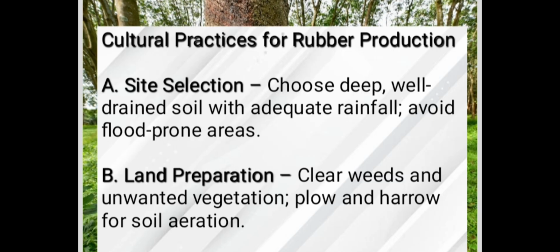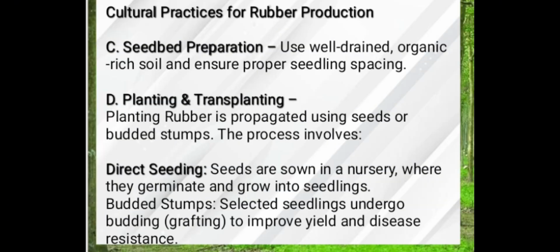Cultural practices for rubber production. Site selection: choose deep, well-drained soil with adequate rainfall. Avoid flood-prone areas. Land preparation: clear weeds and unwanted vegetation. Plow and harrow for soil aeration. Seed bed preparation: use well-drained organic-rich soil and ensure proper seedling spacing.